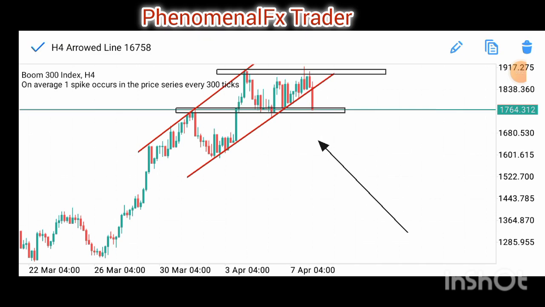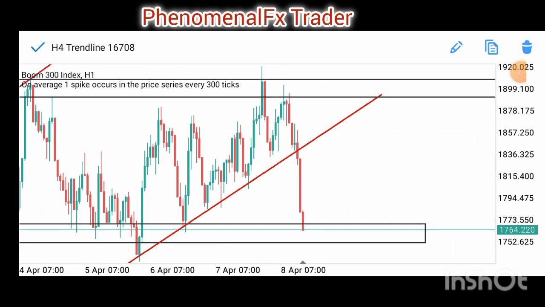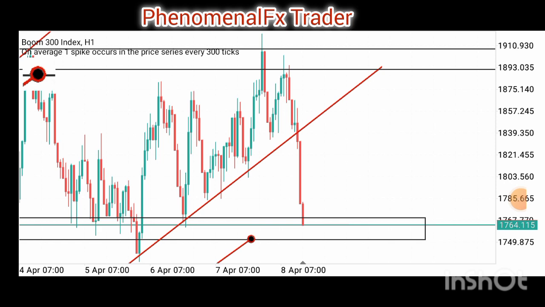And if we go down to a lower time frame, let's check the 1-hourly time frame. You see this structure right here. One moment, guys. See this structure right here.